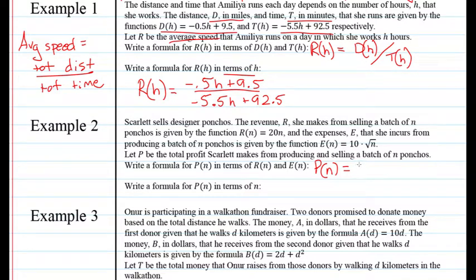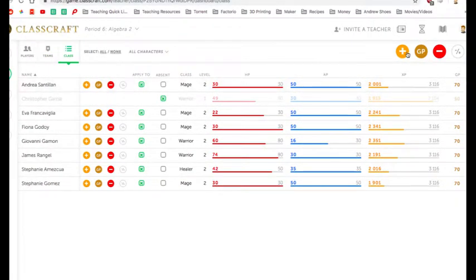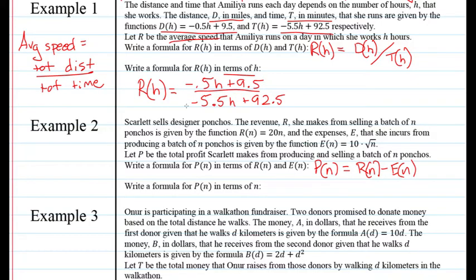Pn equals Rn minus En. Rn minus En. What do we think? Thumbs up, thumbs down. If everyone votes, everyone gets 10 XP. Put thumbs in the middle if you don't know. All right, so everyone did vote. So everyone does get the class apply to all XP, the 10 procedure.